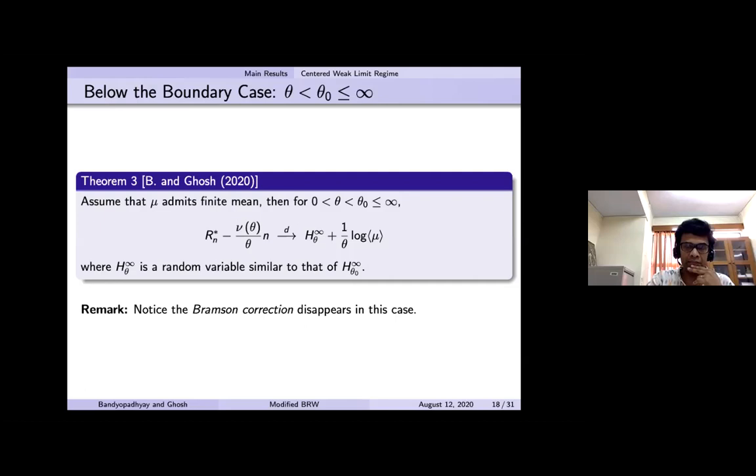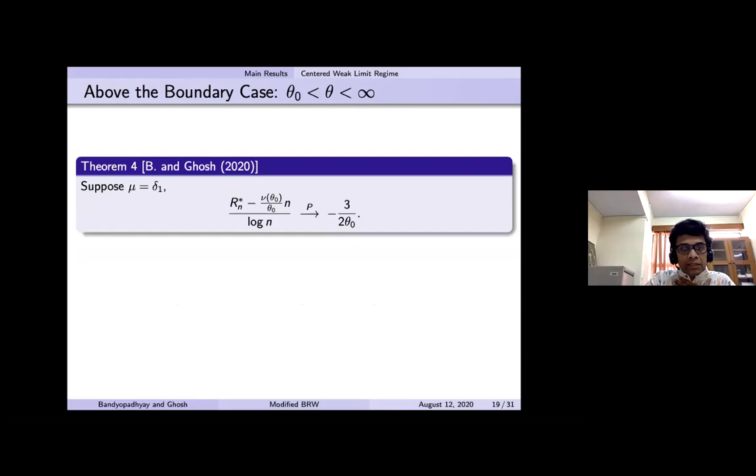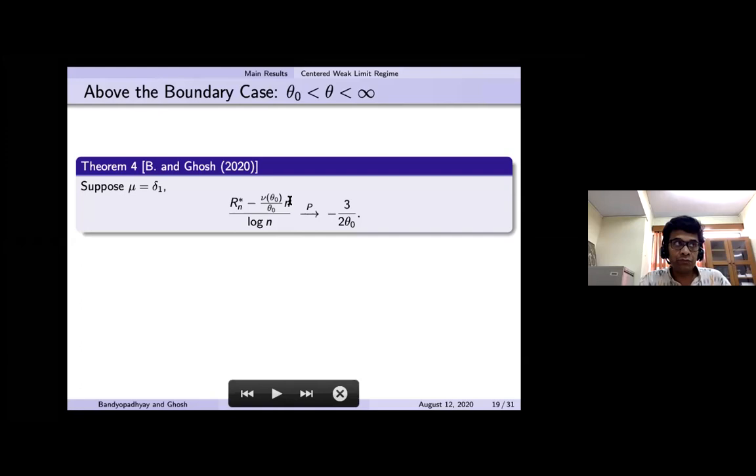Now for the above the boundary case, I must confess that we don't have a very precise result. What we have is, like the way I think Lalley and Sellke 1987 type work, that we can show that in probability limit, there is a requirement of a logarithmic correction. There are fluctuations of the order of logarithm, which is to be characterized in this way: if we look at Rn star and we do the correct linear centering, and we divide this residual by log n, it converges in probability to -3/2 theta naught. And this we can do only for mu equal to delta 1.